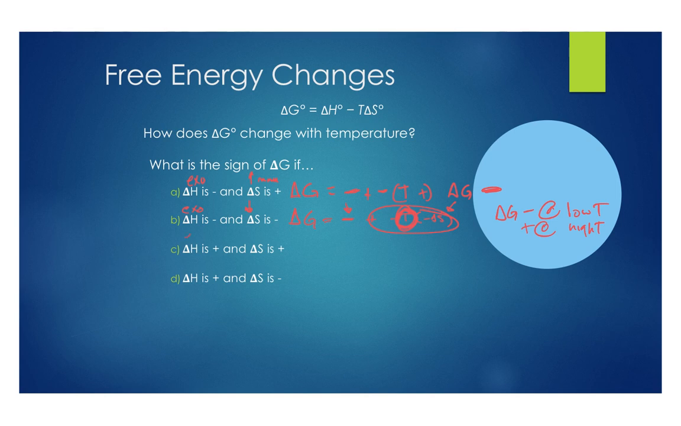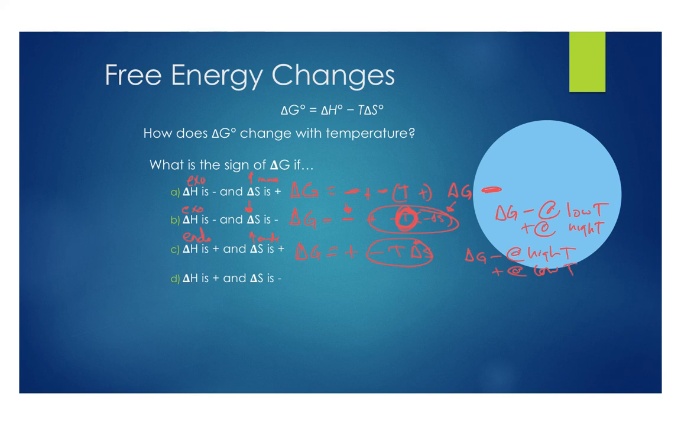What if delta H is positive, endothermic, but delta S is also positive? We have an increase in entropy. So delta G is going to be a positive minus T delta S, and delta S is going to be positive, so the second term here will be negative. So again, this will happen. This delta G will be negative at high temperatures, because that will make this term very, very big, right? And delta G will be positive at low temperatures.